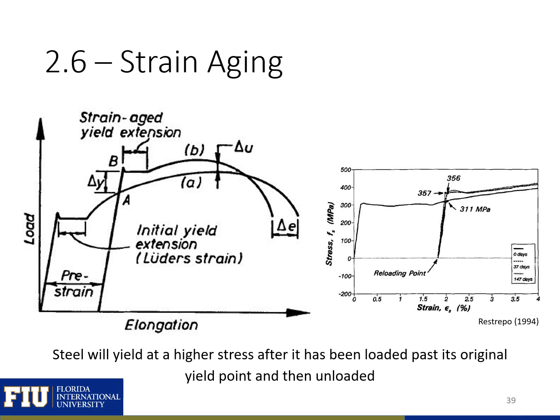The next phenomenon I want to talk about is called strain aging. Essentially, what strain aging is, steel is going to yield at a higher stress after it has been loaded past its original yield point and then unloaded. So if we load our steel past its yield point into the strain hardening region and then unload it, when we go to reload it, it's going to have a higher yield strength than it did before. So we'll have a higher yield point in this already loaded steel than we did when we initially loaded it. And this is called strain aging.